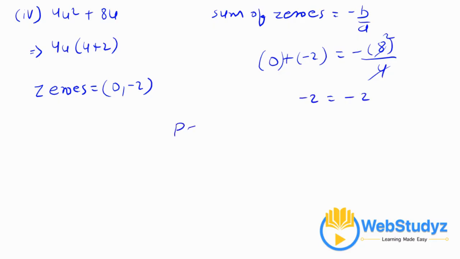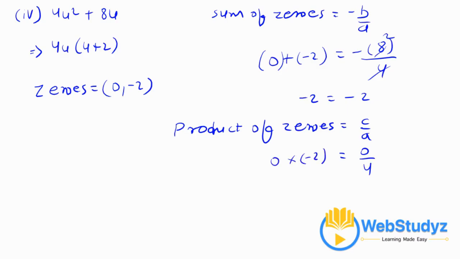Now move on to the second part, that is product of zeros. It is c by a. C is 0 and a is 4. This side we get 0 multiplied by minus 2. So this side we get 0, this side we also get 0. So we have verified this.